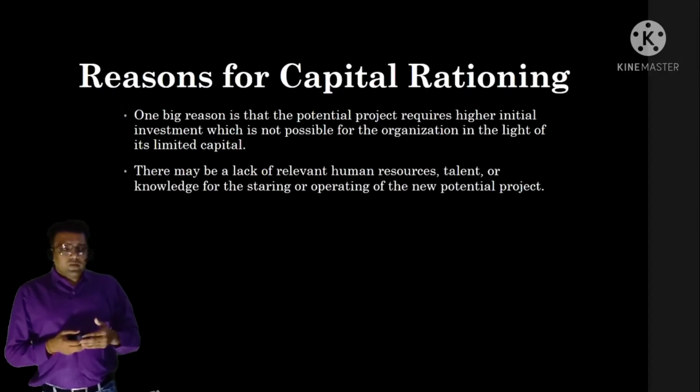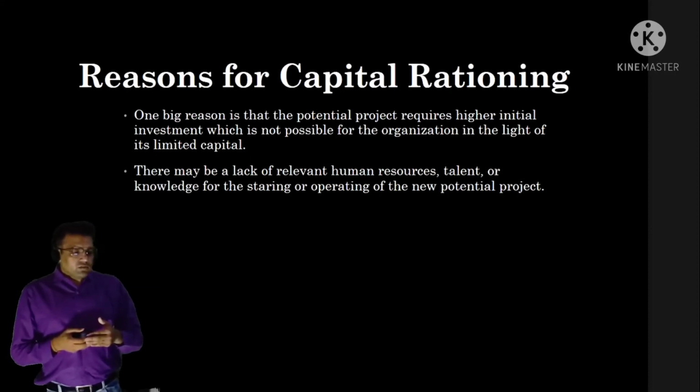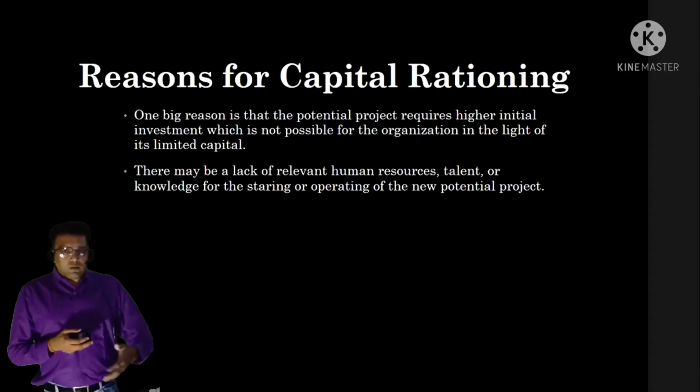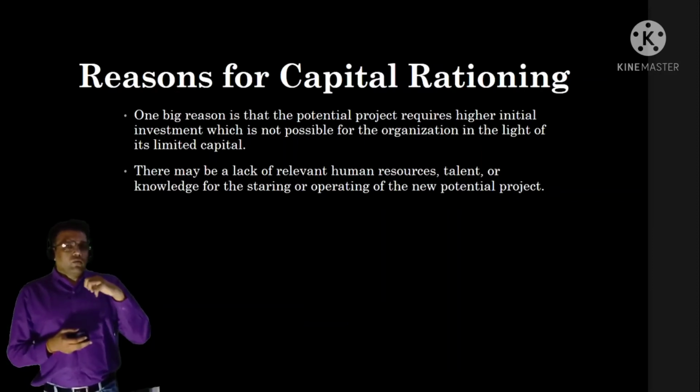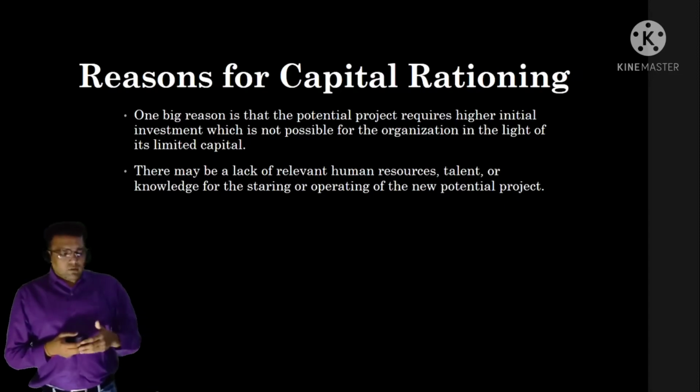So what are the reasons why companies have capital rationing? One of the main reasons is that these are potential projects, and as costs are becoming high, the scarcity of money, manpower and resources always applies to the company, and that's why the company needs to identify some technique for cutting short the projects.